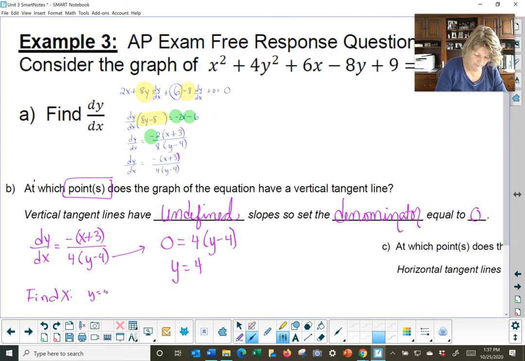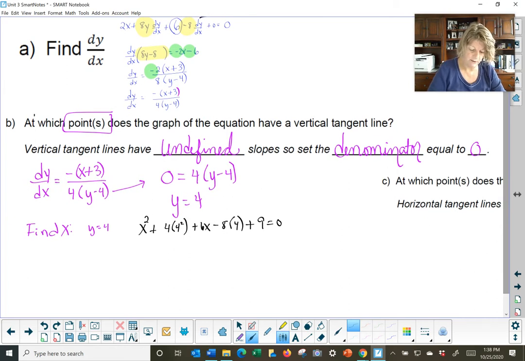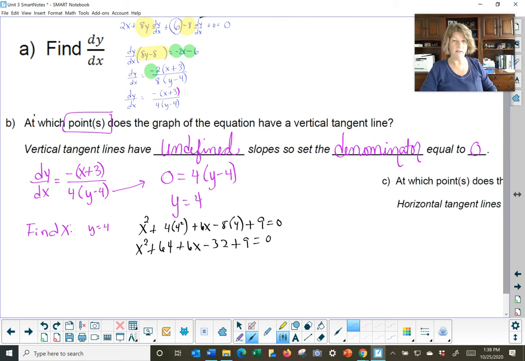So y equals 4. We will plug in 4, won't we? Let's use a different color here. So we're going to have x squared plus 4 times 4 squared plus 6x minus 8 times 4 plus 9 equals 0. Our original function will help us find the original x value when y is 4. That gives me x squared plus 16 times 4 is 64 plus 6x minus 32 plus 9. 64 minus 32 is 32 plus 9 is 41.